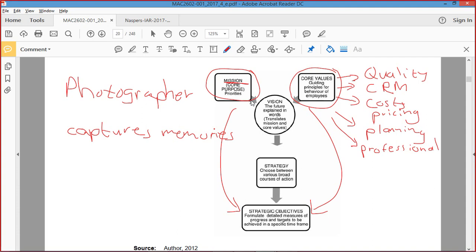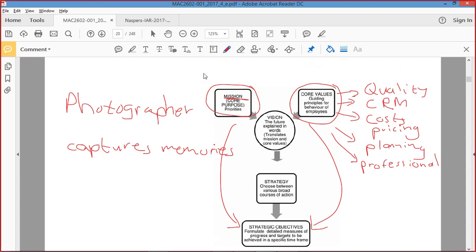capture happiness in a moment. I'm trying to think of a mission that goes beyond just offering quality, affordable pricing, good customer service, good client management, planning and professionalism. There has to be more than that. So the mission would be that one core purpose. What is it that you're trying to achieve?